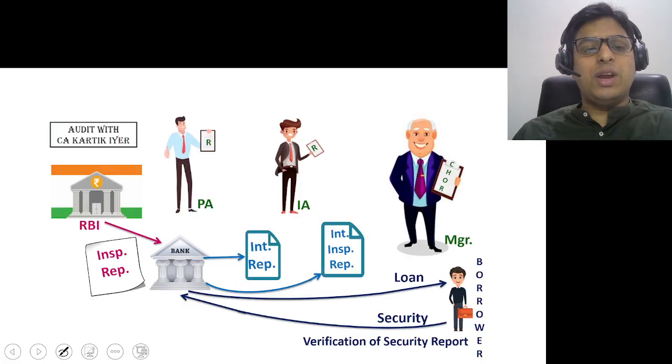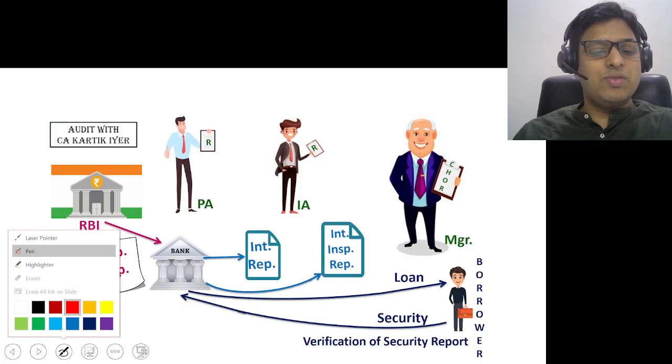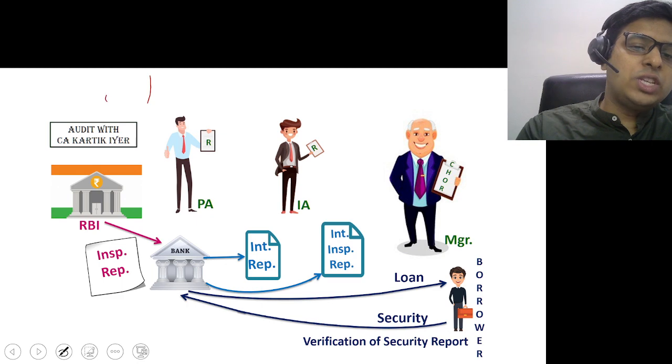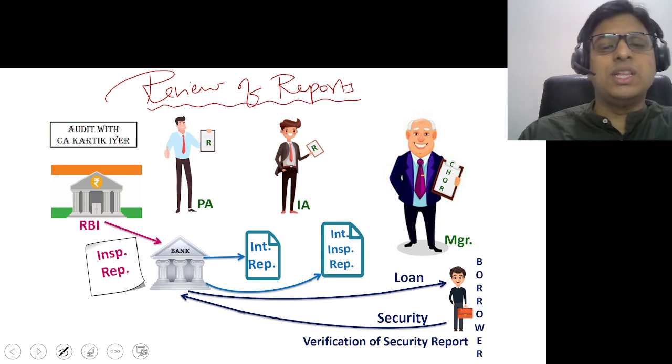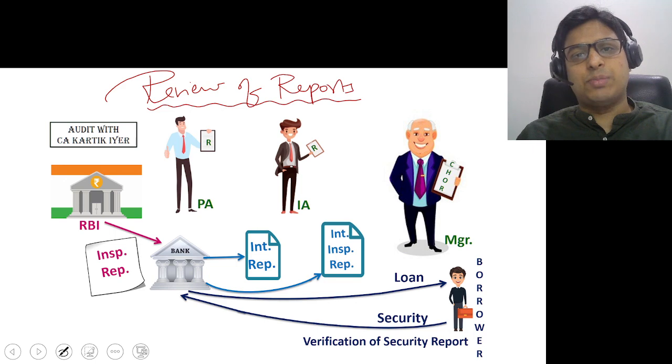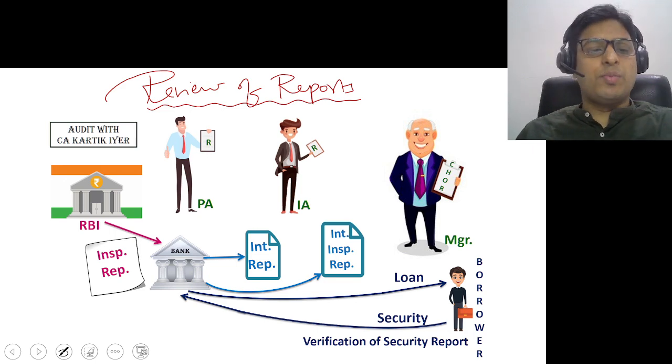Now we go to point number 18. Now this is the review of reports. So which all reports should the auditor review? So I'm writing here the main heading called review of reports. If you are using my textbook, this diagram will be there somewhere at the end of the bank audit chapter. Okay. So what is the review of reports? Let's do it one by one.